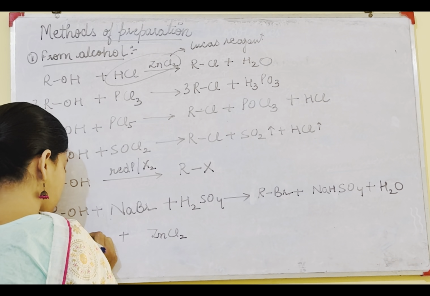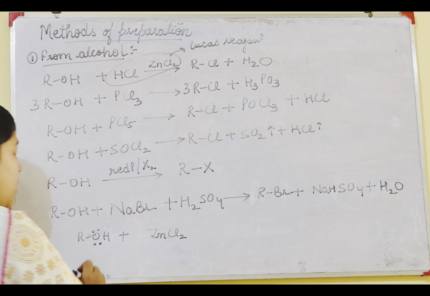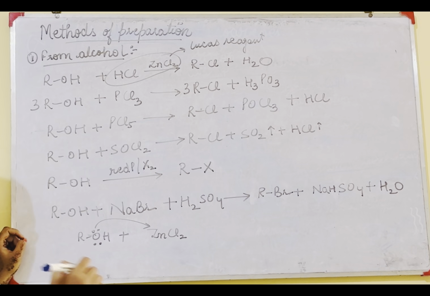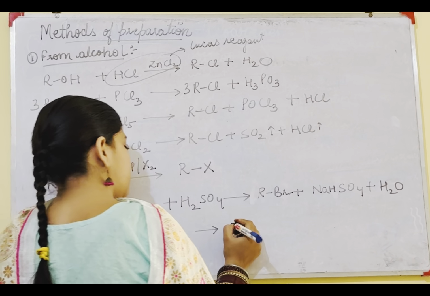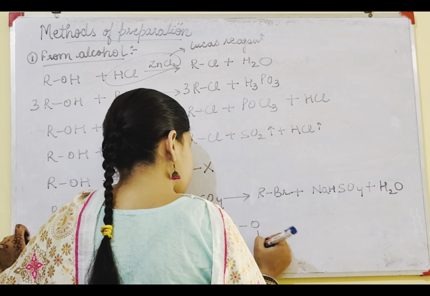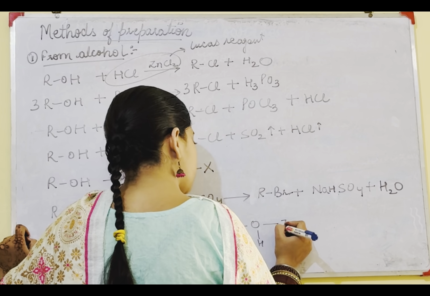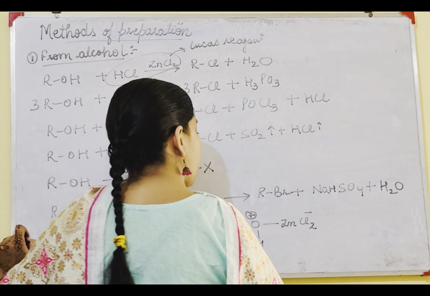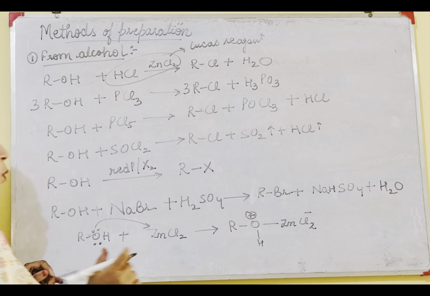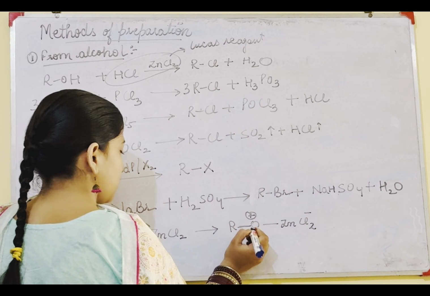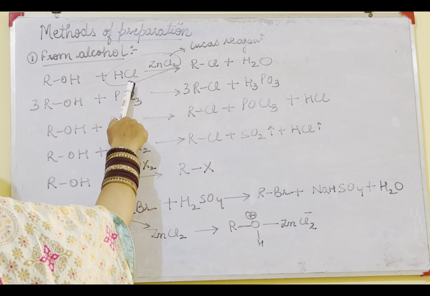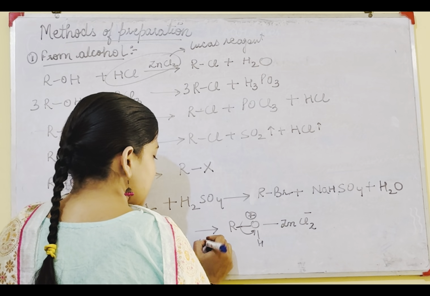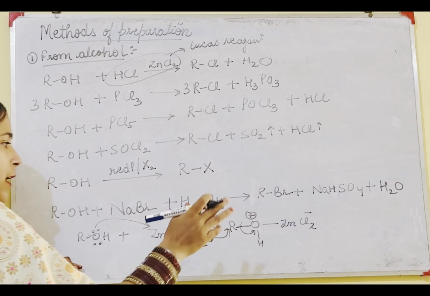ZnCl2 plus. There is a lone pair on oxygen which will be accepted by the zinc and it will form. Further, what will happen? There is the HCl, so this will be removed from here. Cl negative will attack on this and it will be removed.